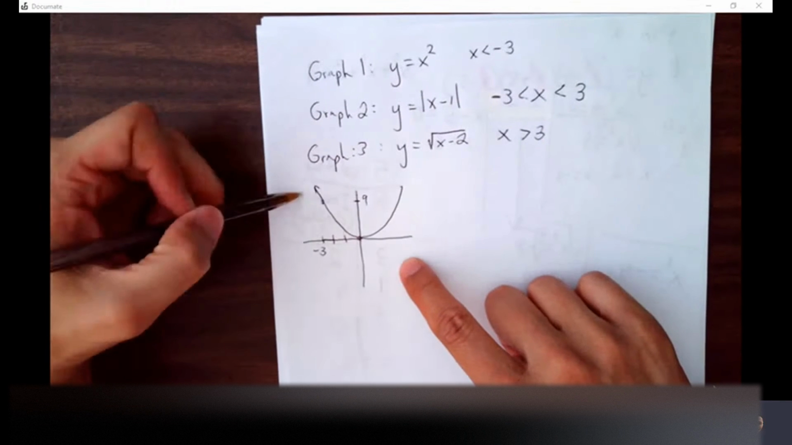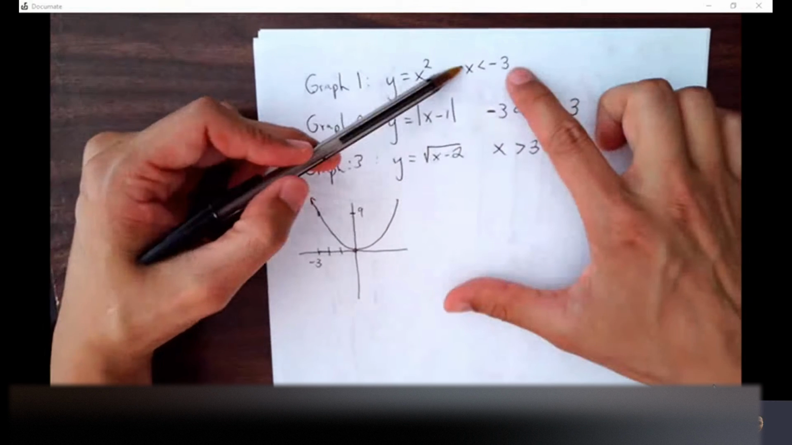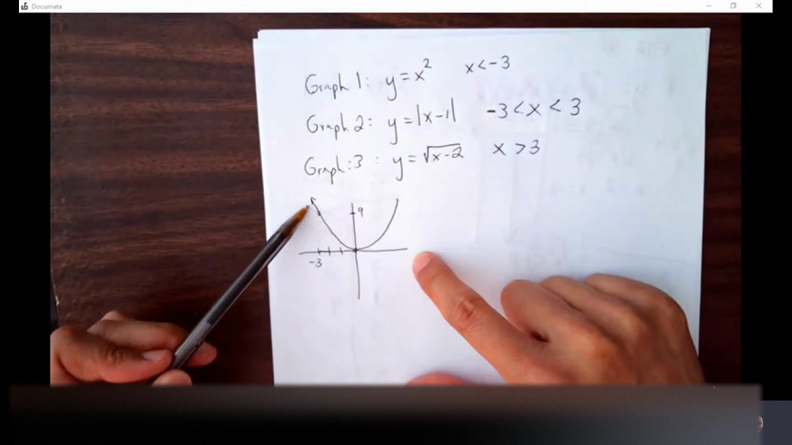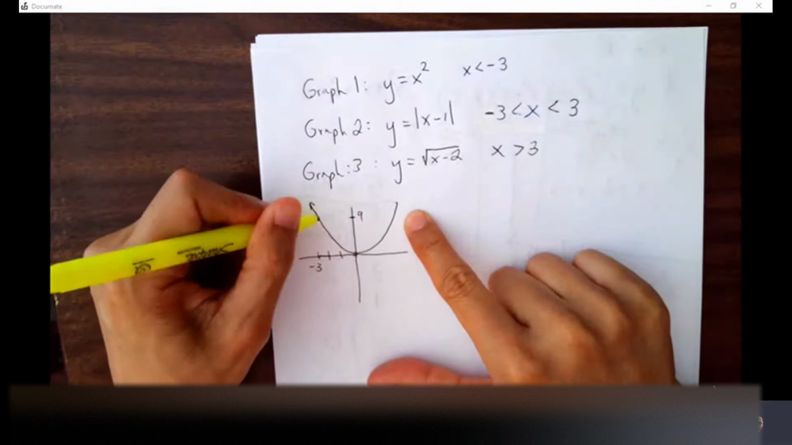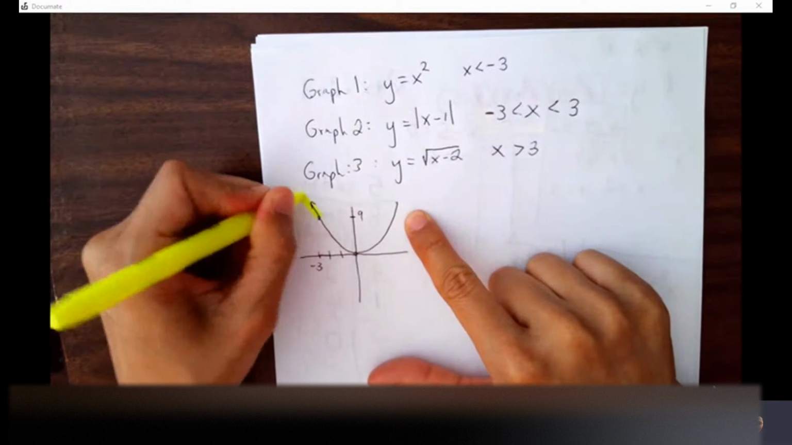Okay, so here's the full graph, but we're only going to show the graph to the left of -3, so only this part is going to show up in our piecewise function. So let me just highlight that, and then we can come back to that when we need it.